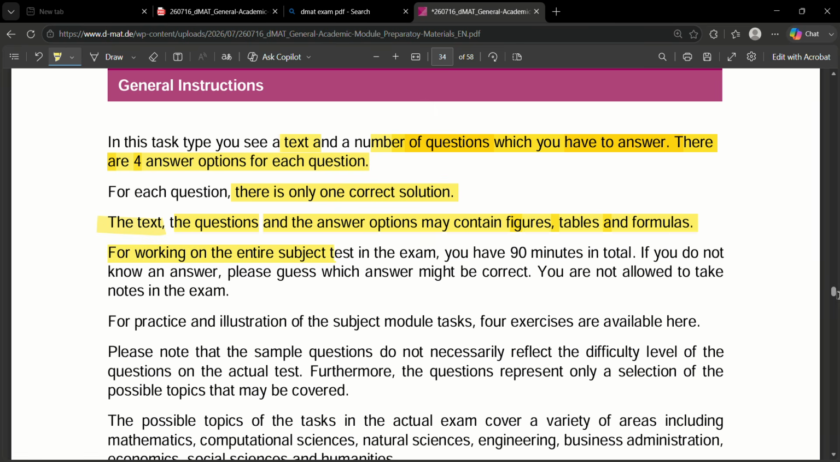For working on the entire subject test in the exam, you have 90 minutes in total. If you do not know an answer, please guess, the answer might be correct. You are not allowed to take notes in the exam. Basically, they are telling you that MCQ questions are there, and 90 minutes would be there for this journal academic module. And for the practice and illustration of the subject module task, 4 exercises are available here.